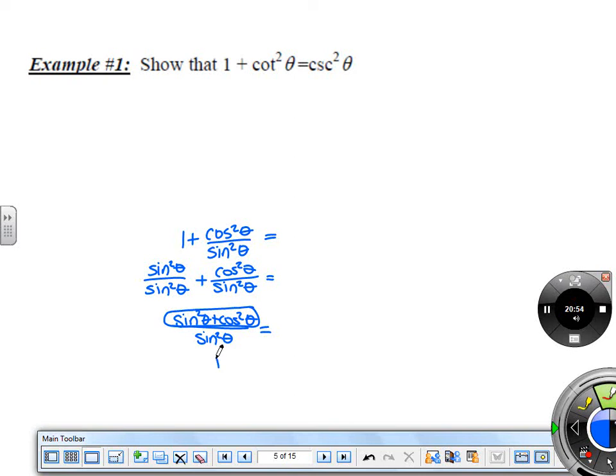So sine squared theta plus cosine squared theta, if you look back, is equal to 1. So this is the same as 1 over sine squared theta. And 1 over sine squared theta is cosecant squared theta. So I've done my proof, my verification that those two things are true.